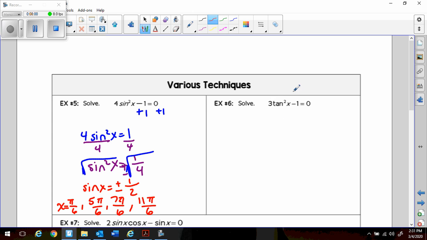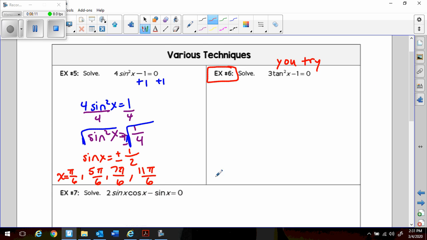Alright, I want you guys to try this one. You know that this is going to be the same triangle, okay? It'll be square root of 3. And tell me, there's going to be 4 answers. Tell me the 4 answers.